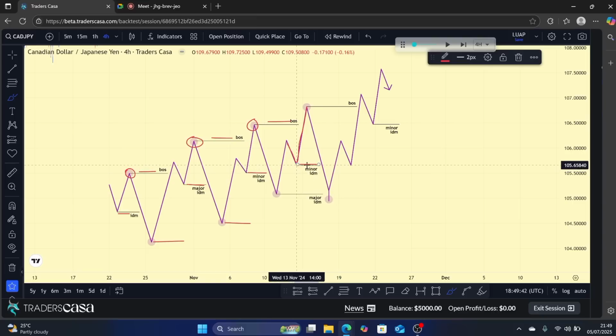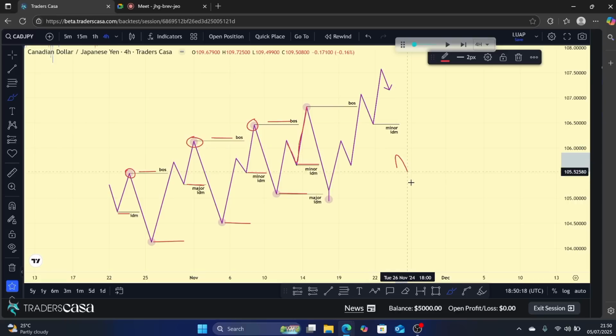So you can clearly see this here is a minor inducement. Why minor? Because it was formed before the break of structure. So this trading range low is what we call the major inducement. So the external liquidity becomes the major inducement, and this is the opposite of the bearish scenario. In a bearish scenario, this here will be a high, but it's actually the same thing.